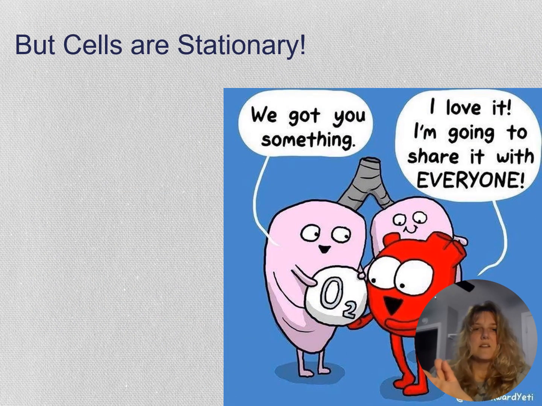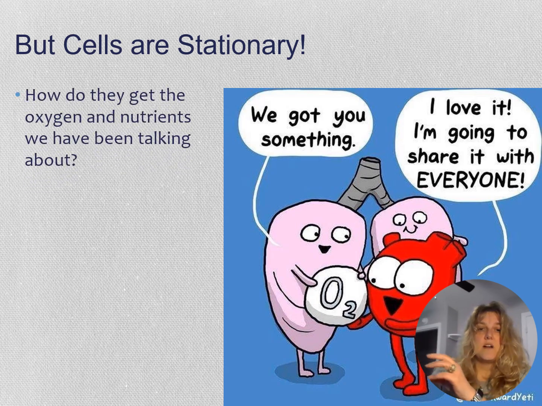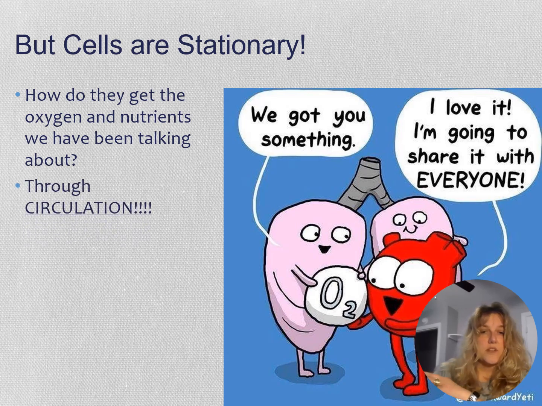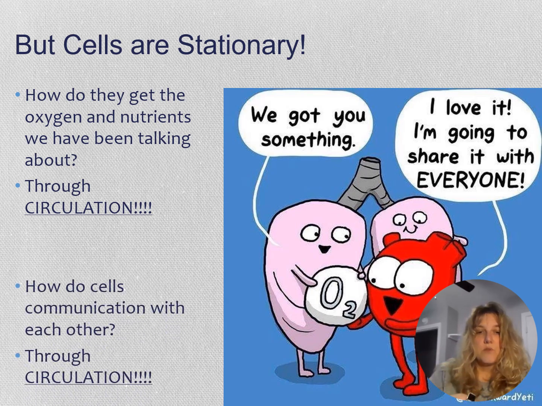So you may be asking yourself how these cells are going to receive the energy and the nutrients they need when they are stationary. How do they get the oxygen and nutrients we have been talking about? This is all going to be through circulation, our cardiopulmonary system. And how do our cells actually communicate with each other? It is actually through our circulation that this happens.